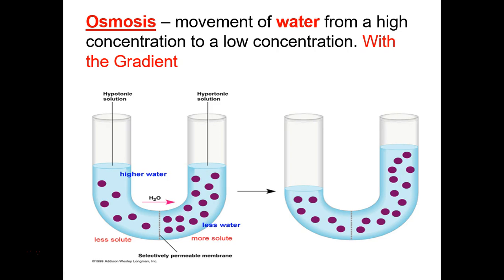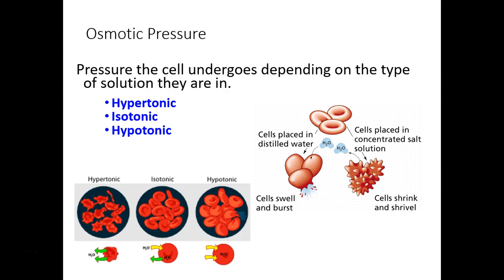Now osmosis. Osmosis is just like diffusion, but you're moving water. Anytime you hear the word osmosis, it's the movement of water from high concentration to low concentration with the concentration gradient. Okay. No energy required as well. It's a form of passive transport. Then this produces osmotic pressure. It's the pressure the cell undergoes depending on the type of solution it is in. There are 3 types of solution. You have hypertonic, isotonic, and hypotonic solutions.